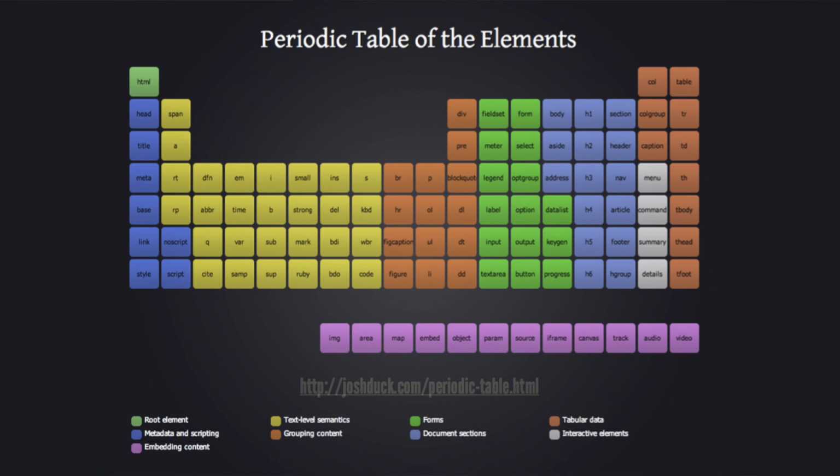And as it turns out, we have this on the web, too. This is a guy named Josh Duck, who now I believe works at Facebook, but he put together the periodic table of HTML elements, which I thought was really cool. Here's all of our table markup on the right, here's our text markup in the yellow, here's our form elements in green. Like, this is cool, right? I really love this display.